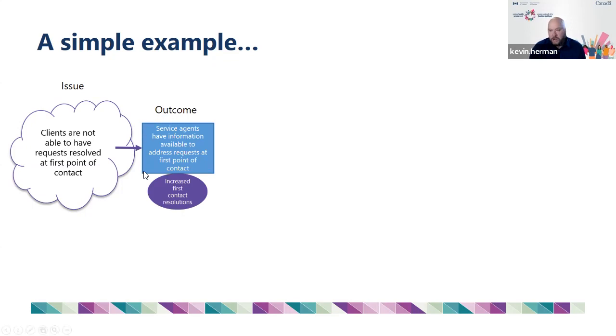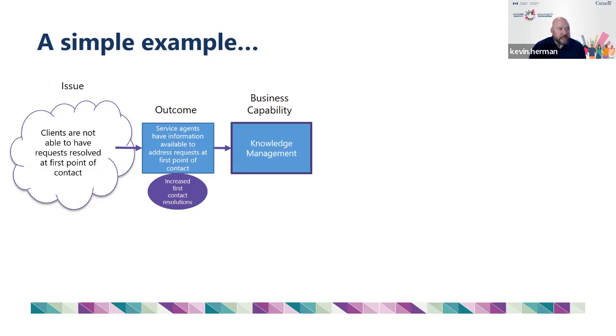And so we think about an outcome that we want to have, which is we want service agents to have information available to address requests at first point of contact, because we probably addressed at this point that the root cause is that they don't have the information they need to actually address those requests. And then we will measure the change or the improvement by looking at increased first contact resolutions. So keeping this in mind that, again, we're looking to achieve some form of extra information or making that available to our agents, we'll then talk about a specific capability. And there are probably more than this one, but we'll focus on knowledge management, might be the specific capability we want to focus on here to address that.